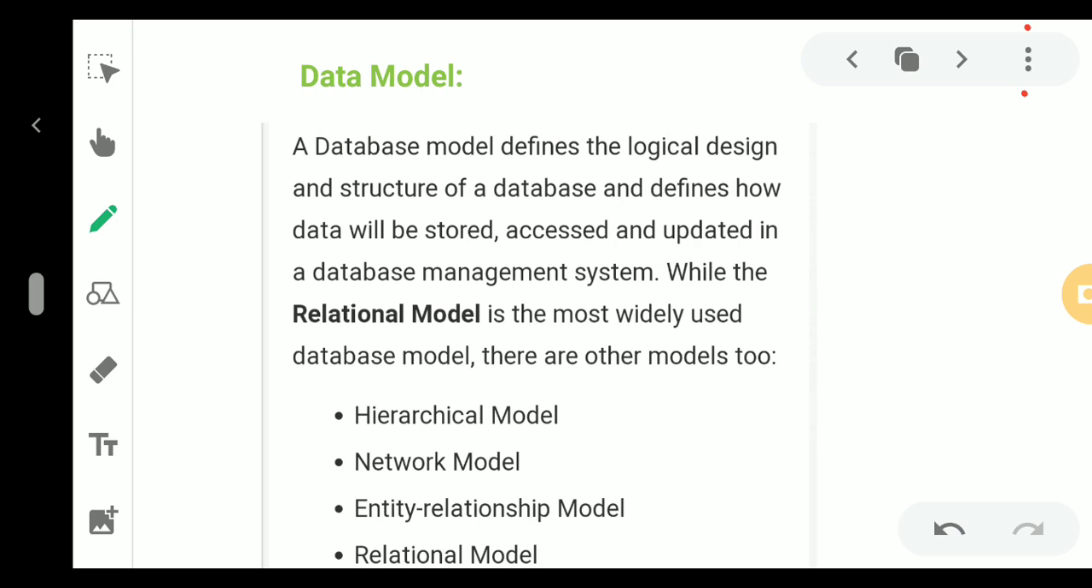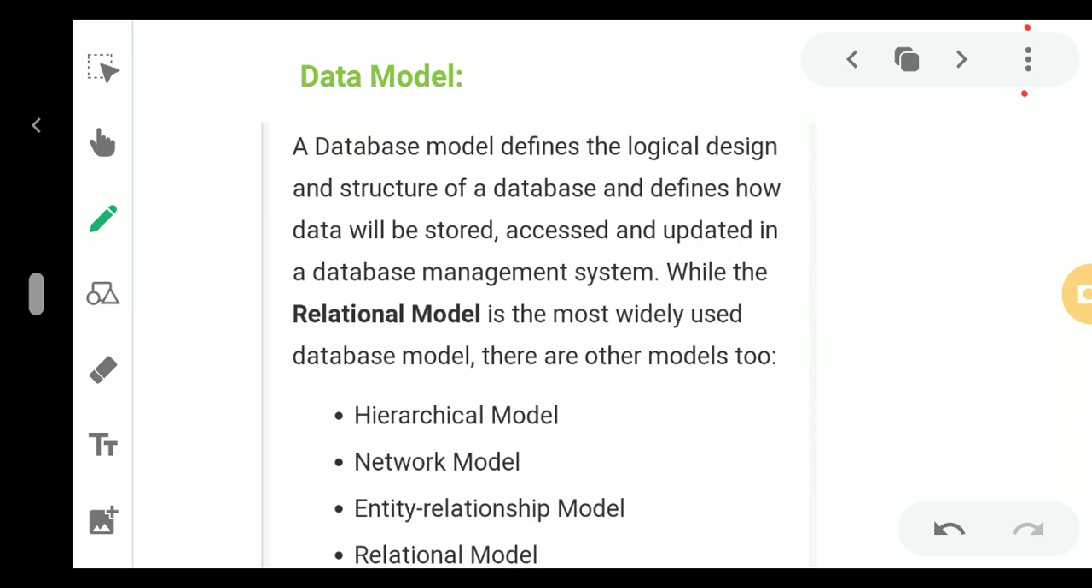There are various data models available, which can be broadly classified. First is the physical model. Physical data models are used to describe the data at the lowest level of data abstraction. Two popular data models are used here: the unifying model and the frame memory model.